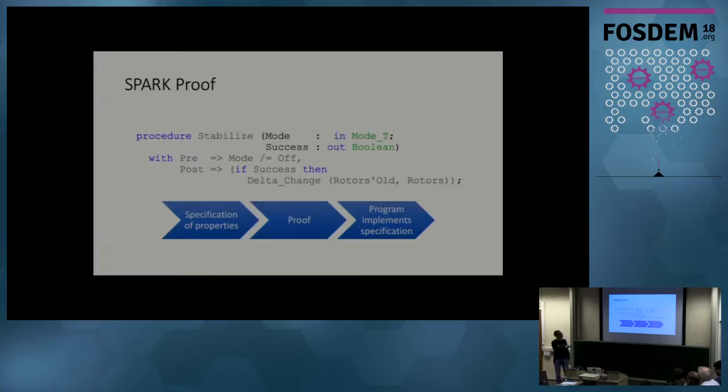Once these specifications are added to the code, the proof tool can check that the program implements this specification. So this is for the explicit functional specification, but there are implicit ones, namely that there are no runtime errors in the code. So all array accesses are within bounds, all the arithmetic is also within bounds, respects the range checks of Ada, etc.